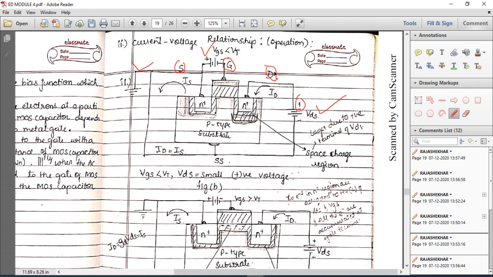Okay, so under such condition, what happens to the n-channel MOSFET? As I said, the gate is negative potential, right? When the gate is negative potential, what does it do? Here in the p-type substrate, the majority charge carriers are holes and the minority charge carriers are electrons. And here the drain terminal is positive potential.